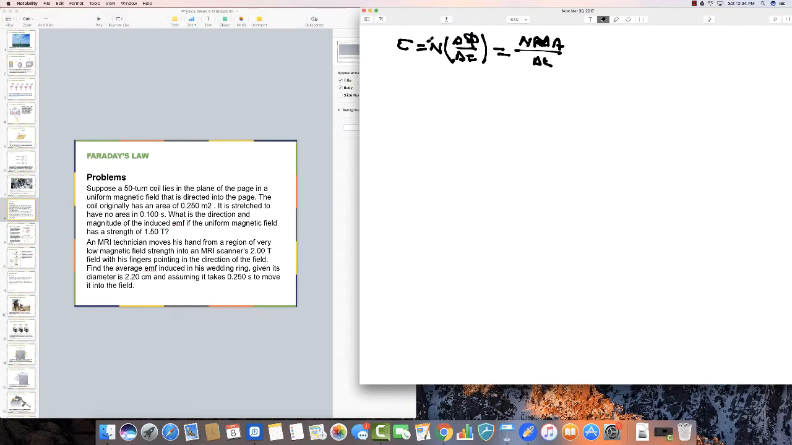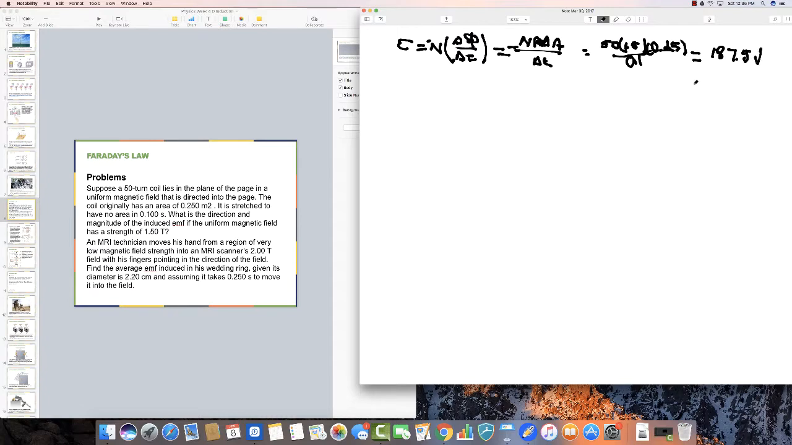This is a negative. It equals 50 turns times 1.5 times the change in area, which is from 0.25 to 0, and that all occurs over 0.1 seconds. If we do this, we get 187.5 volts.